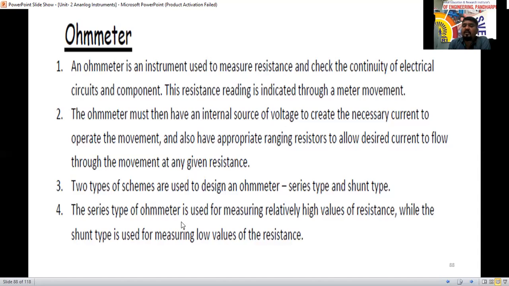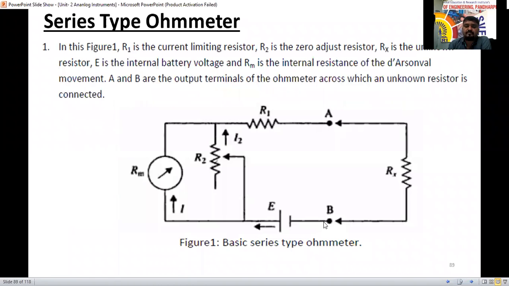The series type ohmmeter is used for measuring relatively high values of resistance, while the shunt type is used for measuring low values of resistance. Series type ohmmeter we are going to use for high value resistance measurement, while the shunt type we are going to use for low value resistance here. So one by one we'll discuss.